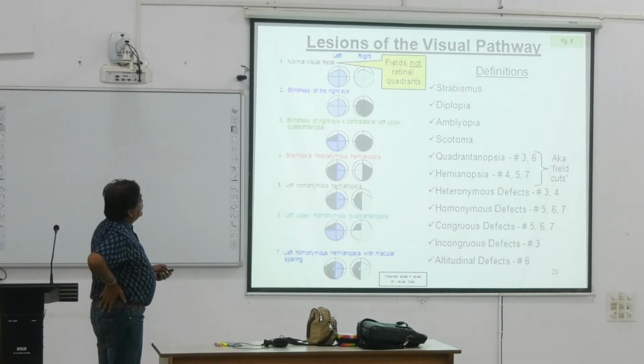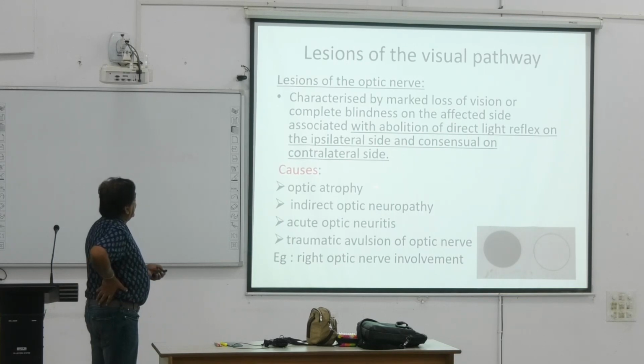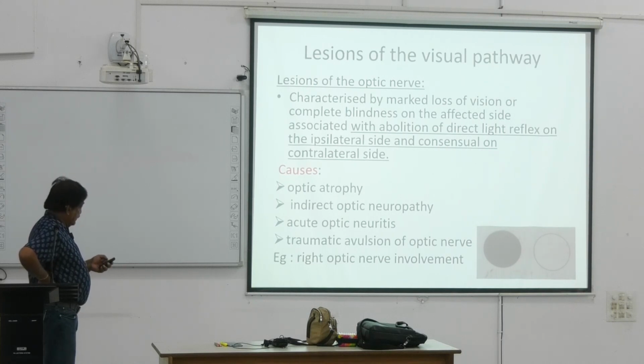Lesions of visual pathways, just a little. Now lesions of the optic nerve are characterized by marked loss of vision or complete blindness on the affected side, associated with abolition of direct light reflex on the ipsilateral side and consensual light reflex on the contralateral side. Causes: optic atrophy, indirect optic neuropathy, acute optic neuritis, traumatic avulsion of optic nerve, for example right optic nerve involvement. Lesions of the visual pathway, this can come as a question.